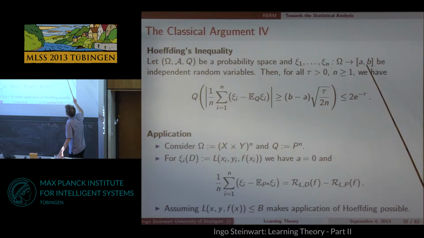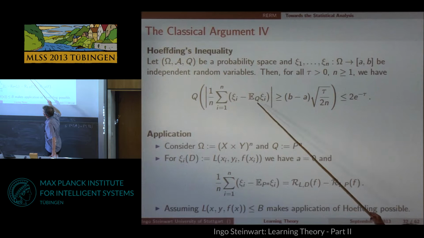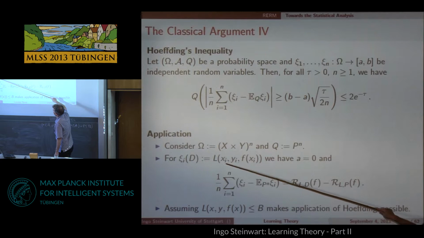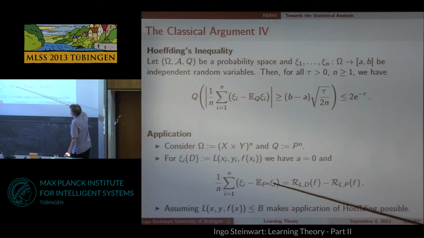And this expression, which Hoeffding's inequality estimates, so we just have to do a copy and paste, this expression here, which is on the left-hand side here, is nothing else than the difference of the empirical risk of f and the true risk. Because the empirical risk of f is the average of all these sums and the average of these true risks, because this is always the same, it's nothing else than the true risk.